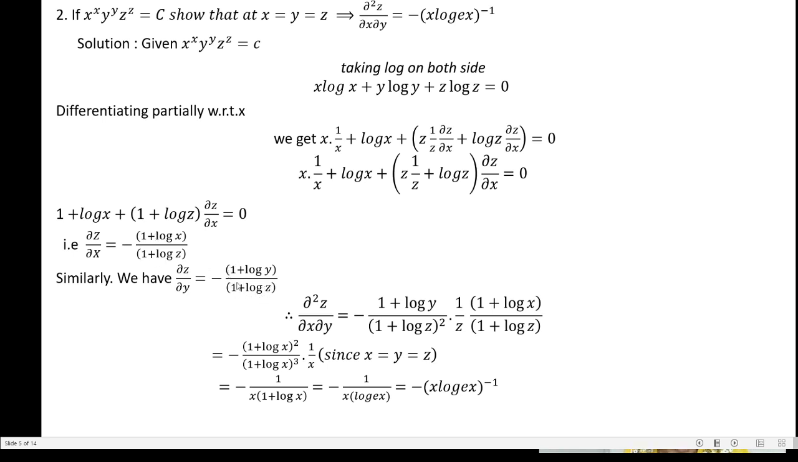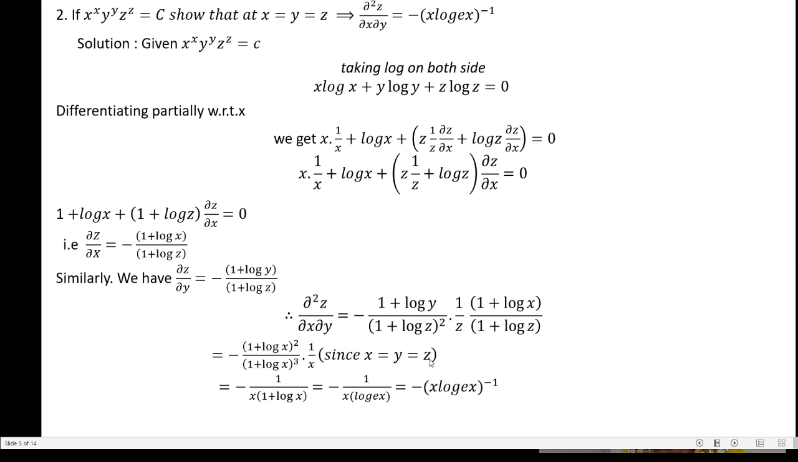Next, differentiating partially with respect to x. Del square z by del x into del y is equal to minus of 1 plus log y, which is a constant with respect to x. This is 1 divided by 1 plus log z, differentiation is minus 1 divided by 1 plus log z whole square. Here another minus, minus into minus is plus. And again, differentiation of 1 plus log z, we have 0 plus log z differentiation, 1 by z into del z by del x. Del z by del x is minus of 1 plus log x divided by 1 plus log z. Therefore, the minus sign is kept as it is.